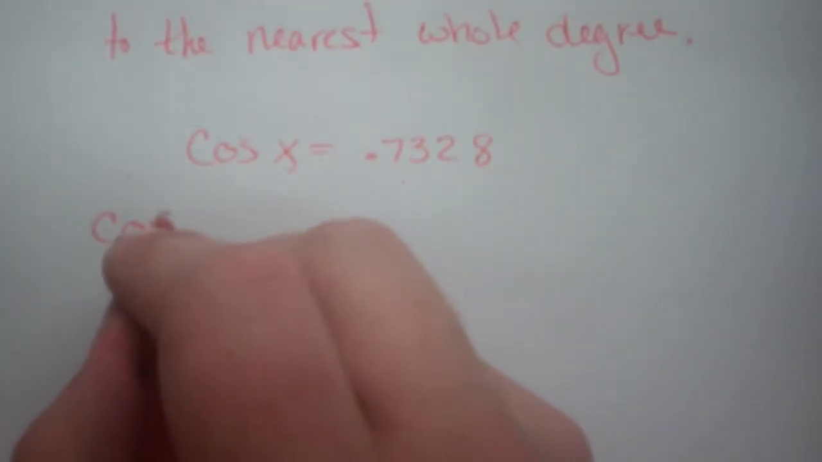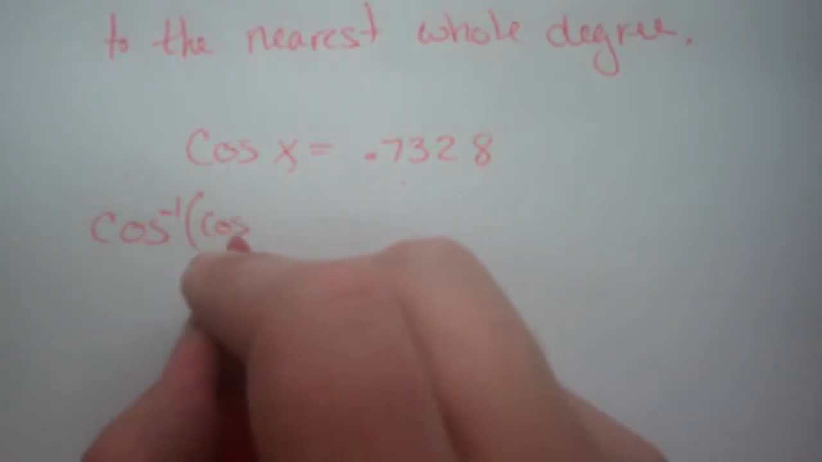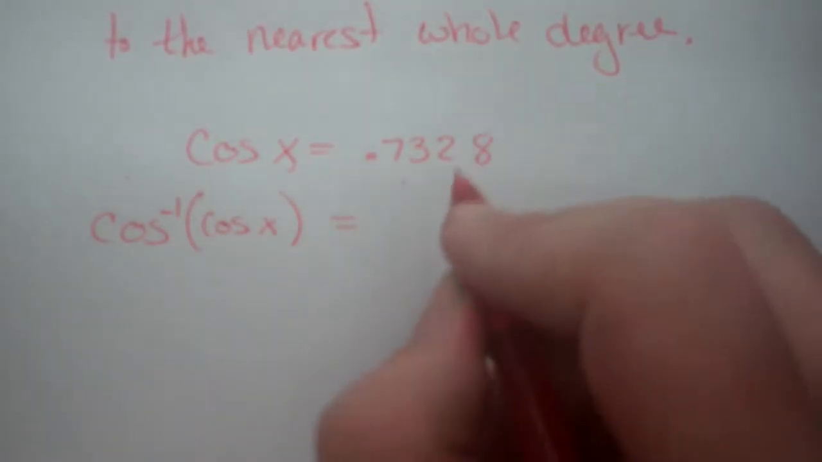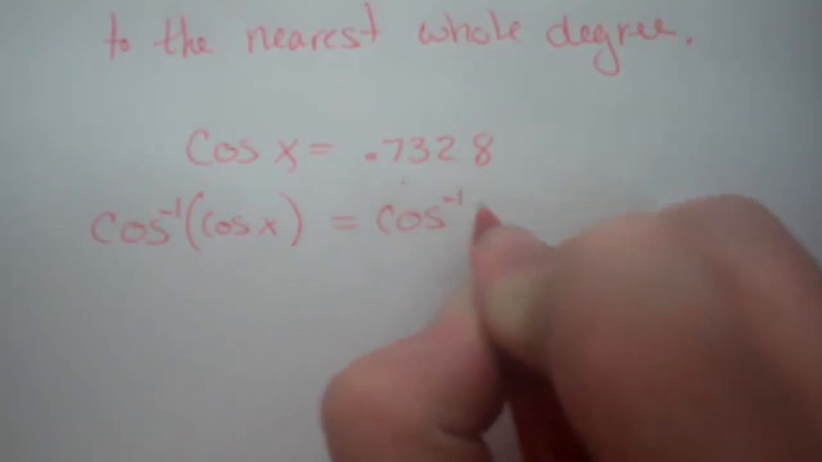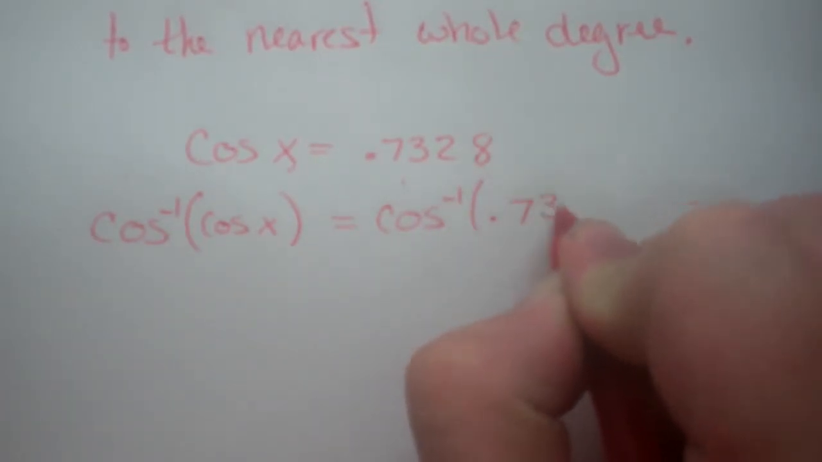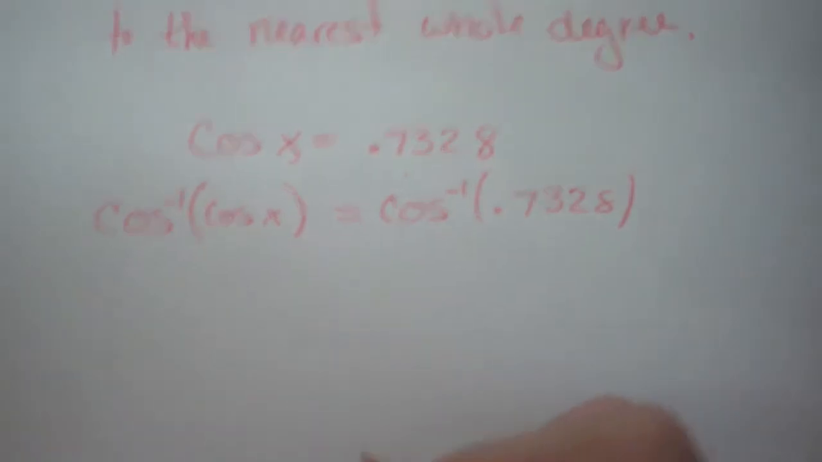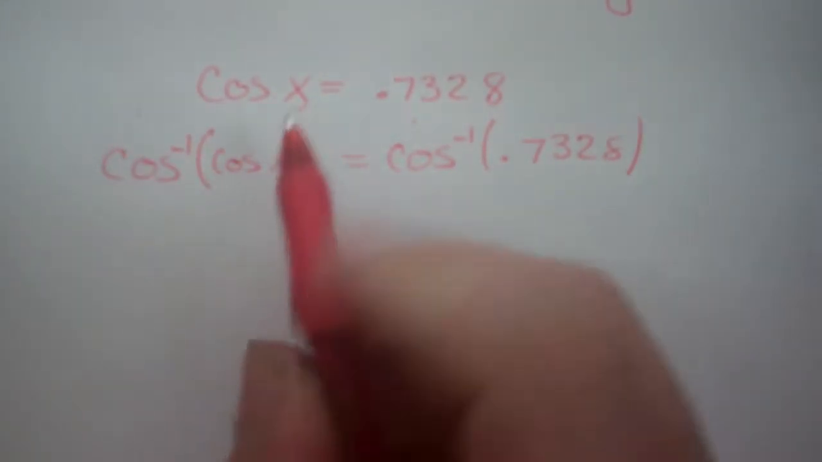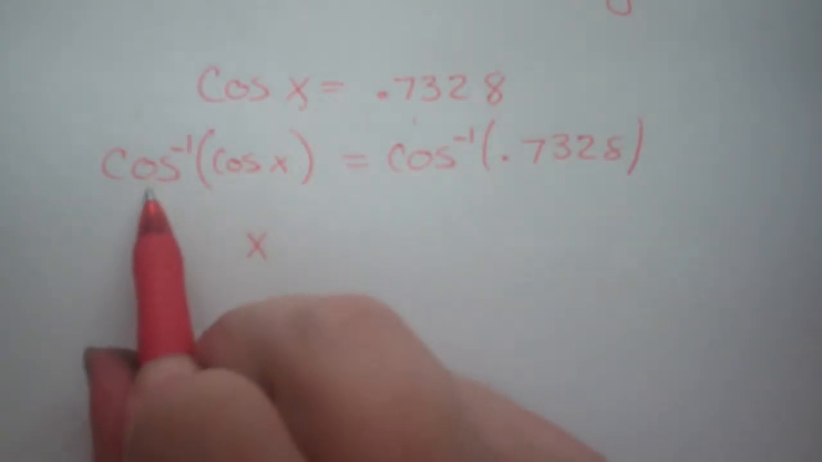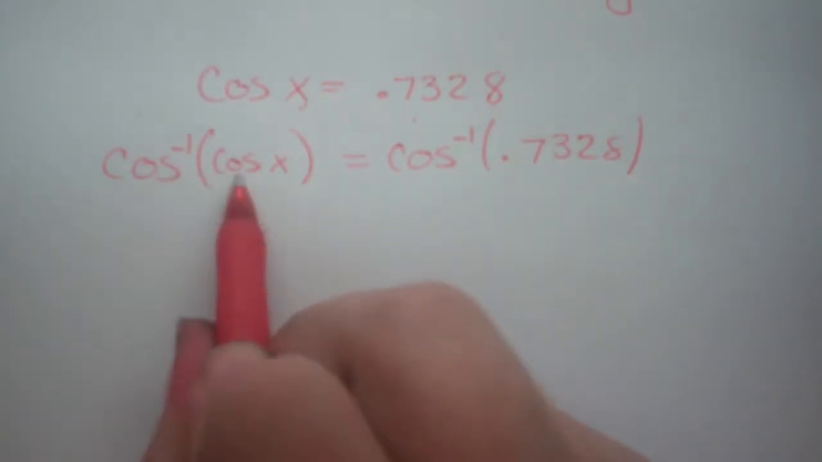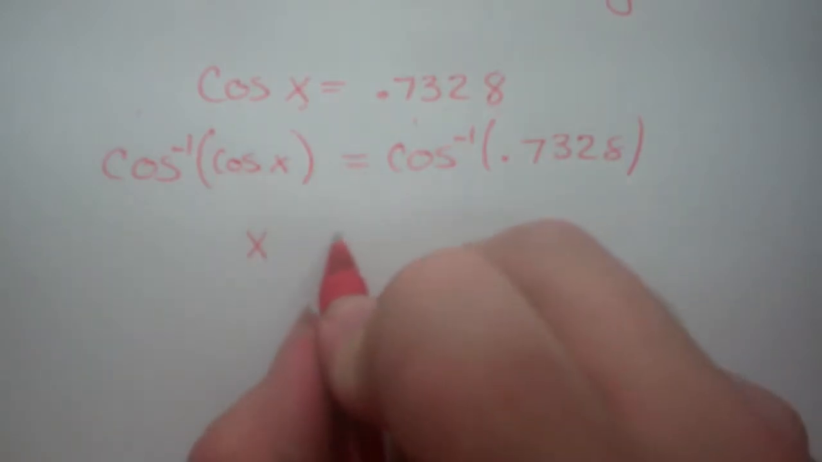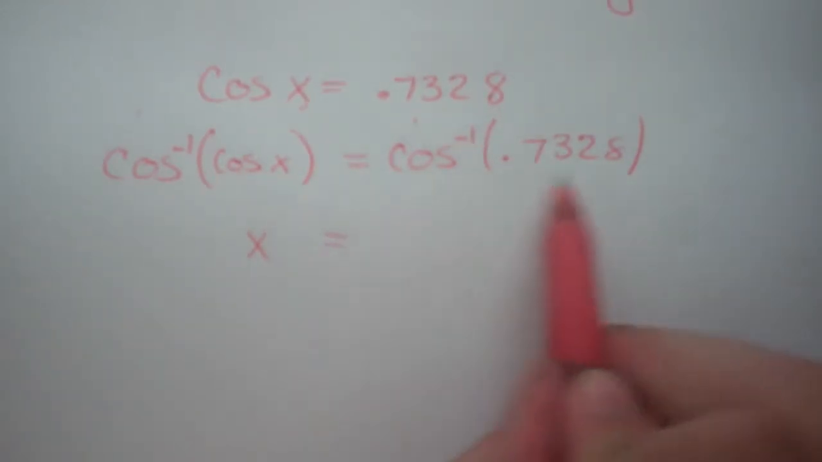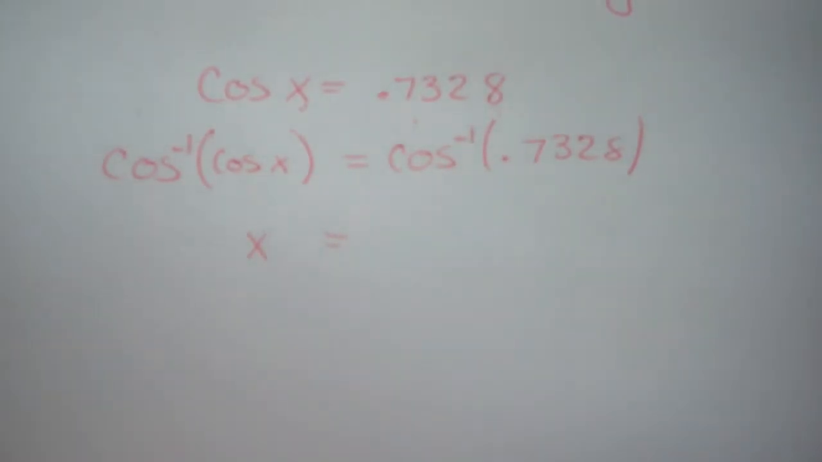So on the left side we have the inverse cosine of the cosine of x, and on the right side we have the inverse cosine of 0.7328. Now the inverse cosine of a cosine, they undo each other, so we're left with just an x. That's the reason that we have inverse cosines, so that they can undo cosines. Is equal to, on this side we need to use the calculator.